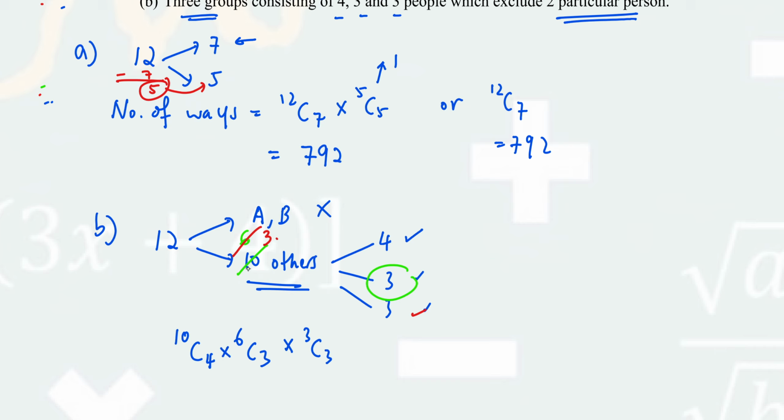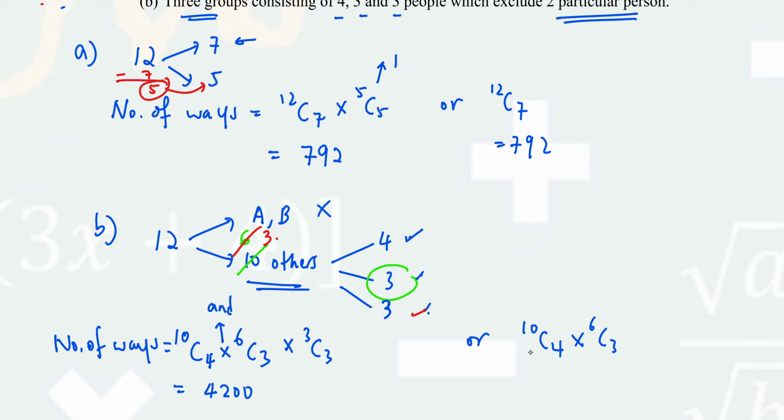Why times and not plus? Because times means "and". You have chosen the first group and the second group and the third group, therefore we use times. This will be the number of ways to form the groups. Same as the previous question, you can just write the number of ways as 10C4 times 6C3, because the remaining persons will be in the last group, which is another 3 persons. From here you will get a total of 4,200 for each of these. This is how we solve this question.